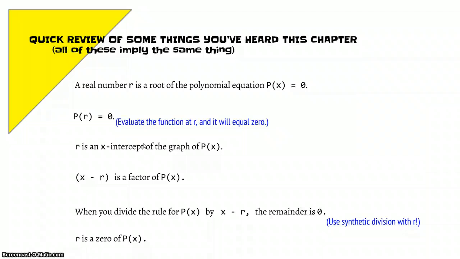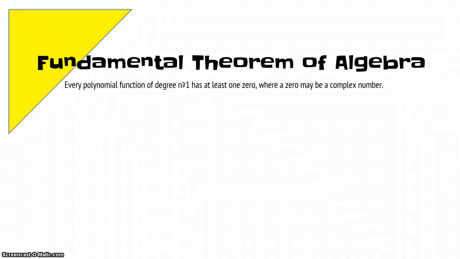All of these connections lead us into this fundamental theorem idea. The fundamental theorem of algebra says every polynomial of degree n greater than or equal to 1, right? We wouldn't want to talk about a degree 0 polynomial. So we're talking about 1 or larger, linear, and so on. Has at least one zero, where the zero may be complex. That's why we need to be able to talk about complex numbers, because they're just as important, right? They're funky, we don't always like them, but they are important.